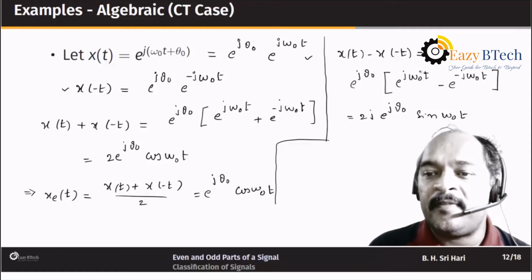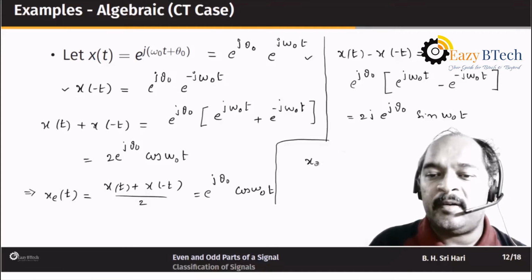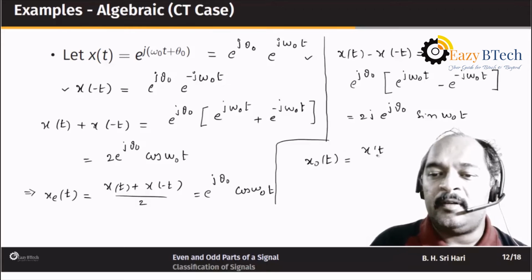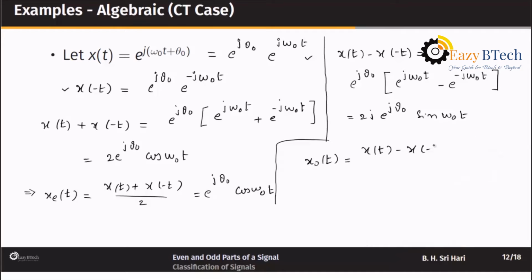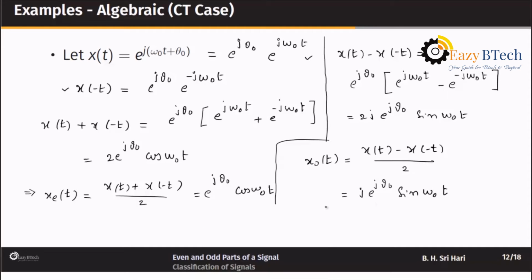What is theta for us here? It is omega naught t, and hence our odd part is given by xo of t equal to x of t minus x of minus t divided by 2. That turns out to be j e power j theta naught multiplied with sine omega naught t. In that way, we can evaluate the even part and odd part of the given signal x of t.